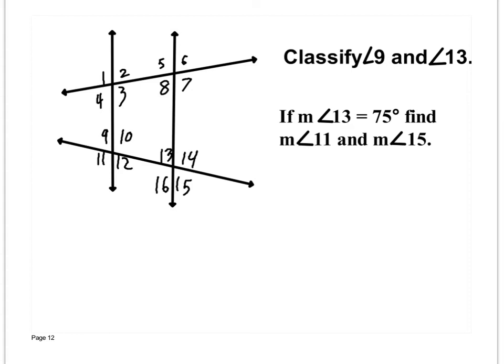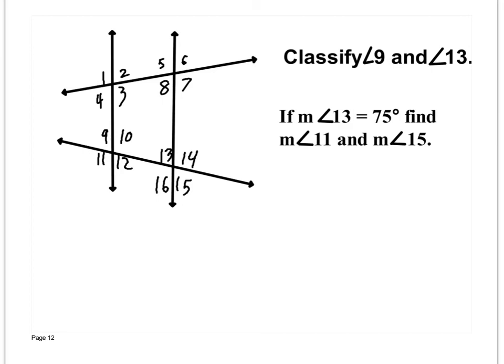So really what you've done is you've narrowed it down to 4. It's either vertical, alternate interior, alternate exterior, or corresponding. Those are usually the 4 answers you're going to use. We already eliminated vertical. So we're down to alternate interior, alternate exterior, and corresponding. Alternate interior means it's on the inside of the parallel lines. Here are your parallel lines. Is 9 on the inside of these two parallel lines? No. So could it be alternate interior angles? No.